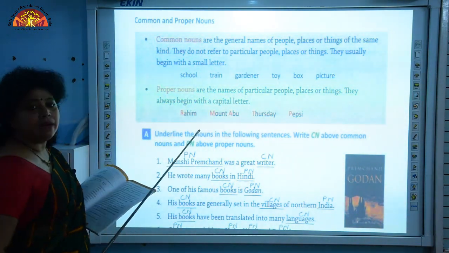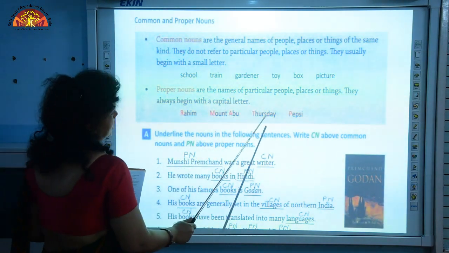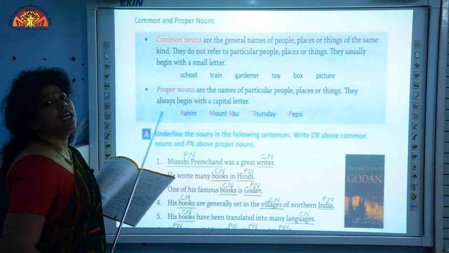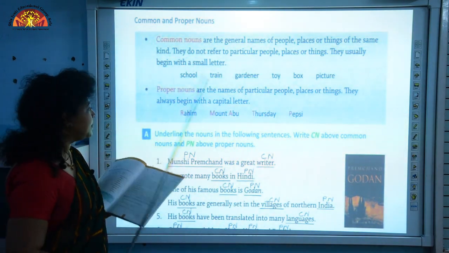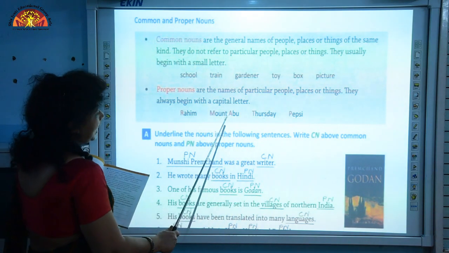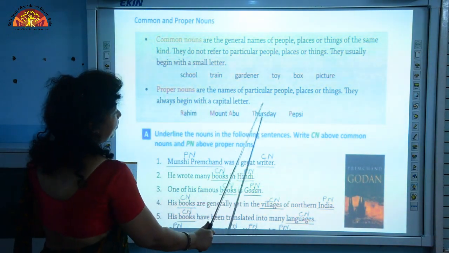Let's take the examples of proper nouns: Rahim, Mount Abu, Thursday, Pepsi. These are all proper nouns indicating a particular or specific person, place, day or thing, and they all begin with a capital letter.